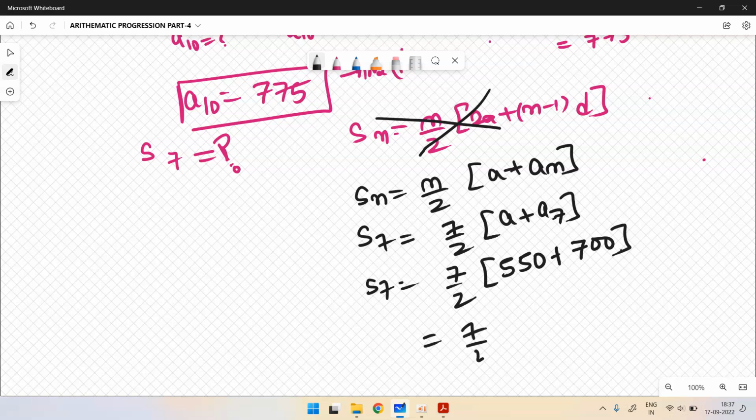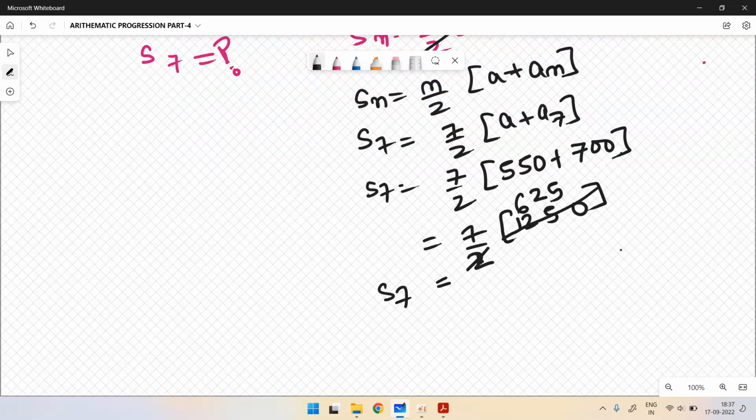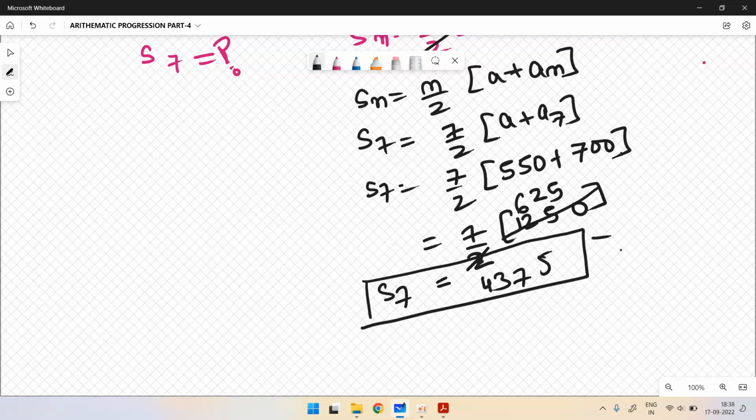So 7 by 2 into 1250. If you divide this by 2, it is 625 into 7, which is 4375. S of 7 is 4375, which is the answer for the third part. That is, the production up to 7 years is 4375.